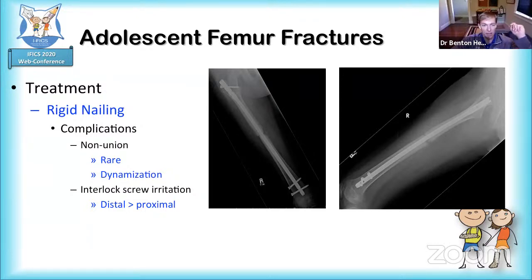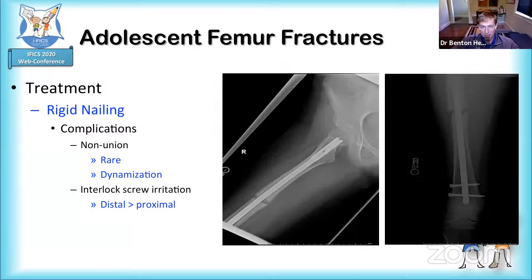Here's a case of a non-union with a rigid nail. So you need to be mindful of your distraction and attempted compression techniques at the end of the case before you affix your interlock screws. Sometimes we can't quite explain why it happens. In this case, time passed and this non-union.